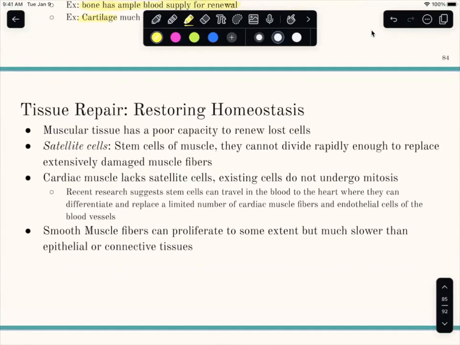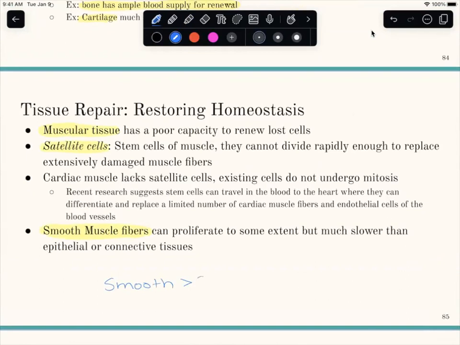Muscle tissue. Muscle tissue is not very good at repairing itself either. When we get to the muscle section, we'll kind of talk about it, but these stem cells for muscle are called satellite cells. Smooth muscle can repair itself the best.